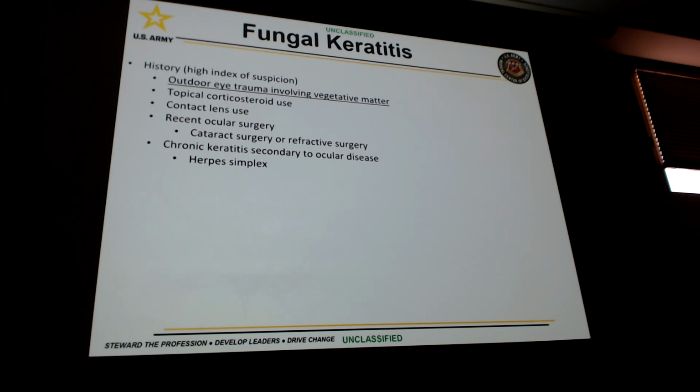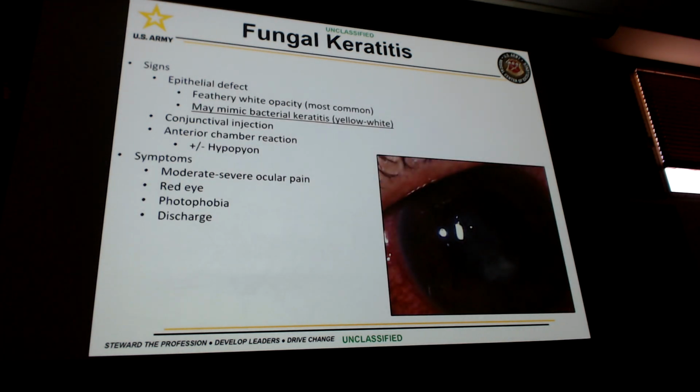It could be from contact lens use, but typically you'll get a fungal keratitis after scratching your eye from some organic material. There's going to be an epithelial defect, and the defect from fungal keratitis is different from bacterial keratitis in how it presents. It's got feathery margins, where a central corneal ulcer from bacterial keratitis is going to have well circumscribed margins. These are feathery margins, how they're described. But it may mimic bacterial keratitis.